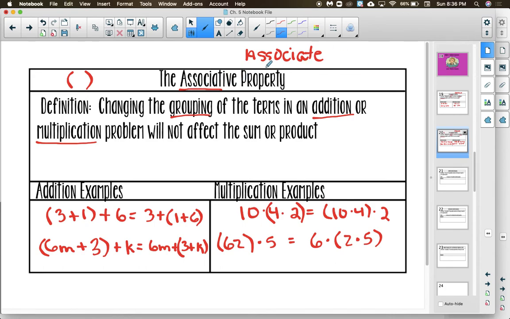Root word of associative is associate or association, which is a group of people or who you group yourself with. So this talks about changing the grouping.